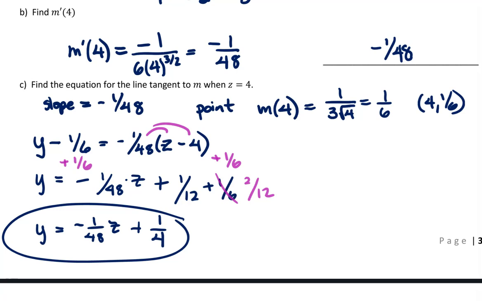So a lot of the same things going on here, but just a little bit of a step out on how general we're being when we find our derivative.